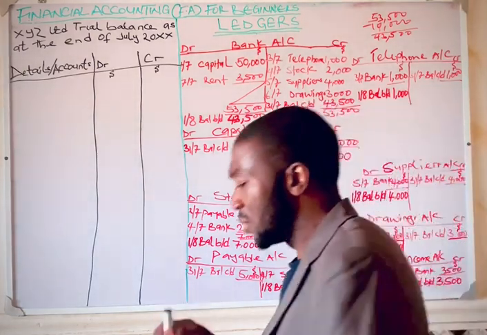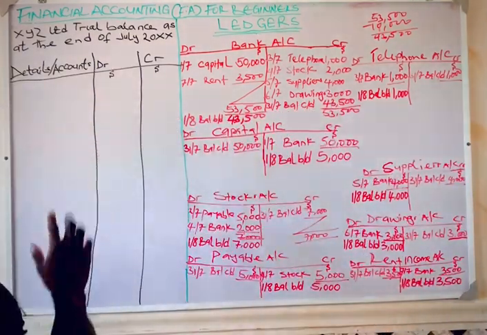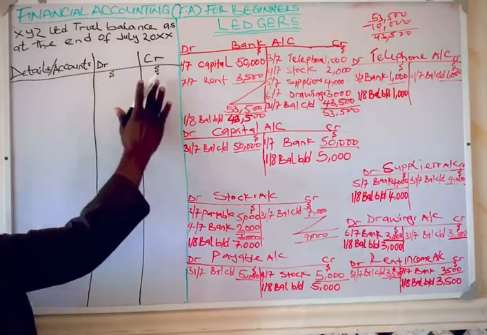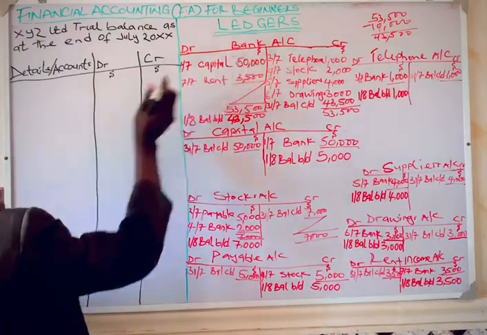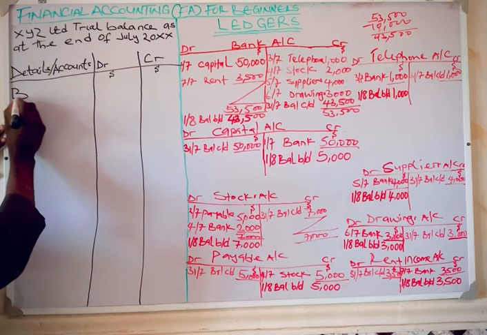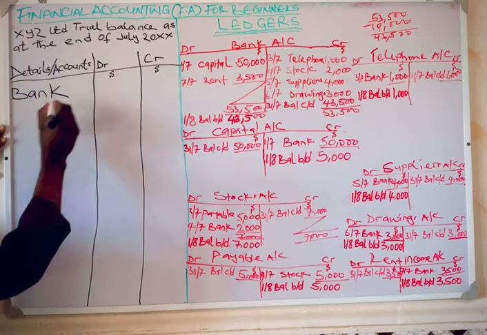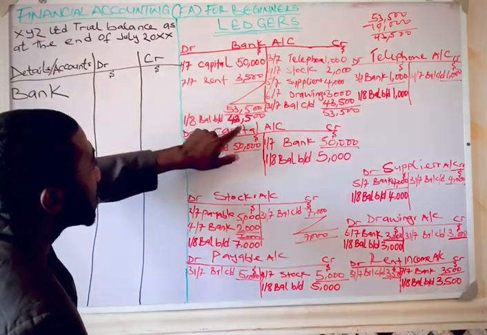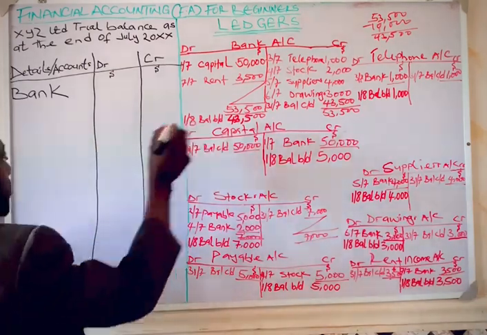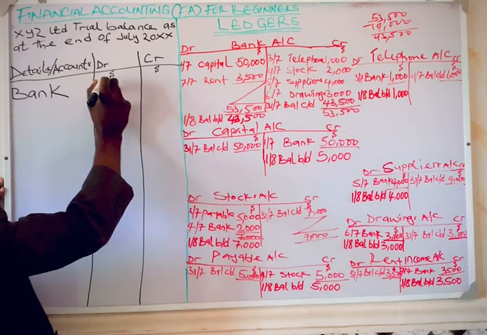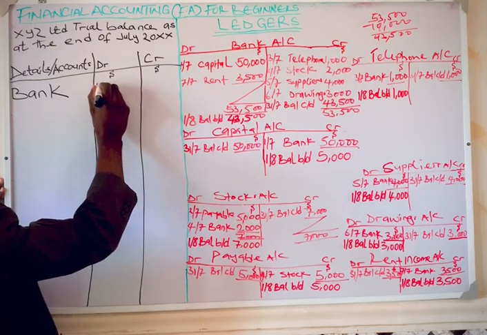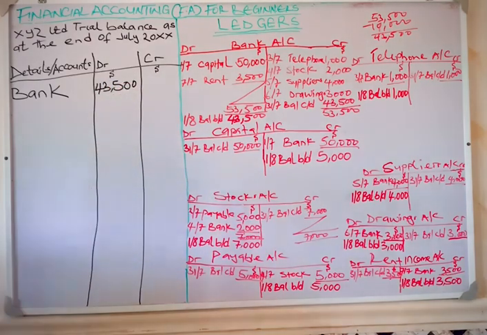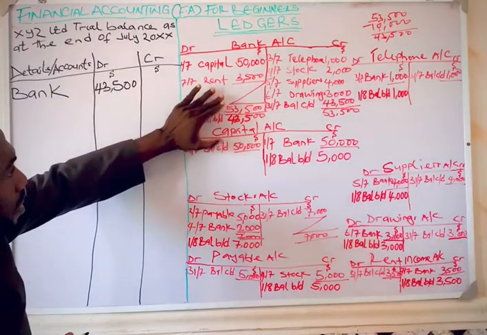Simple as that. Now, let's do our trial balance, knowing that this is our format: the details, debit and credit. The first account is the bank account. Our balance BD is at the debit side, $43,500, so it must be at the debit side of the trial balance. $43,500. We are done with the bank account.